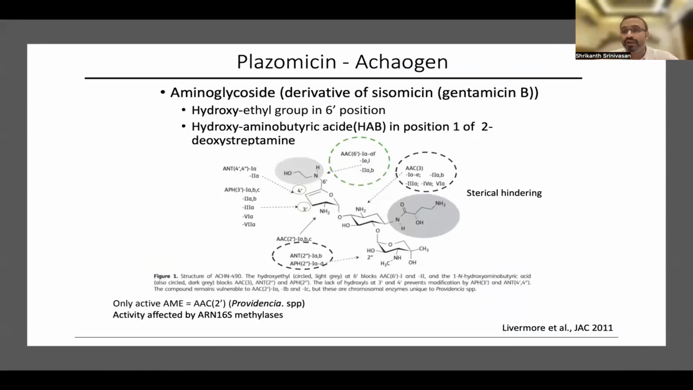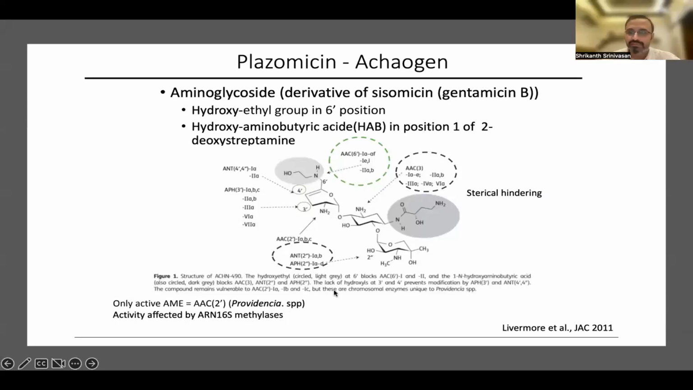Now coming to a novel aminoglycoside. Plazomicin is a novel aminoglycoside, a derivative of sisomicin, which is a type of gentamicin B, but it is more similar to amikacin in its structure. It is the only aminoglycoside agent which is sensitive against Providencia species.